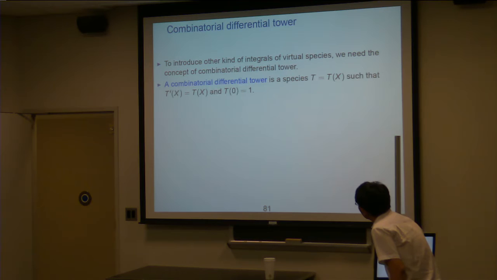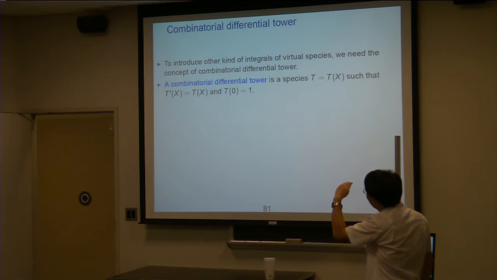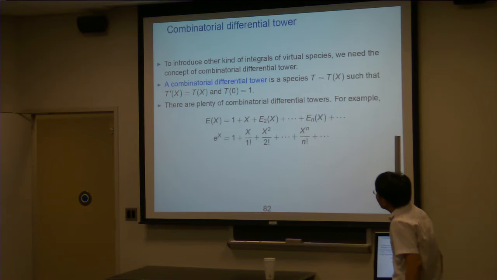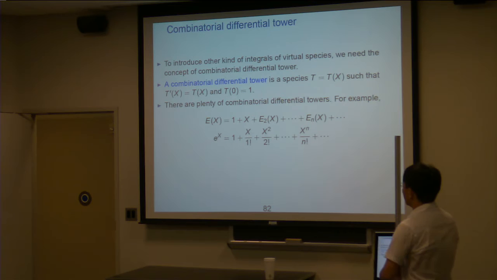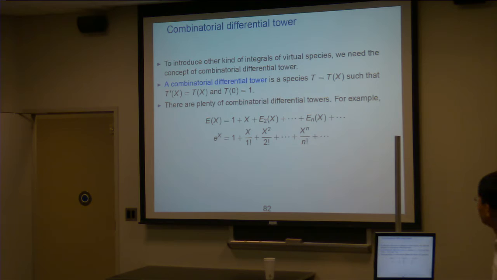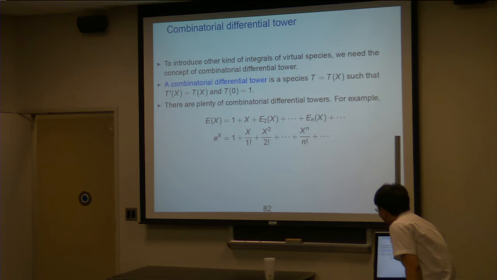A combinatorial differential tau is a species such that the sum of tau_n is equal to tau. There are many taus, for example, E is a tau, because we have this. And E actually is also a tau.